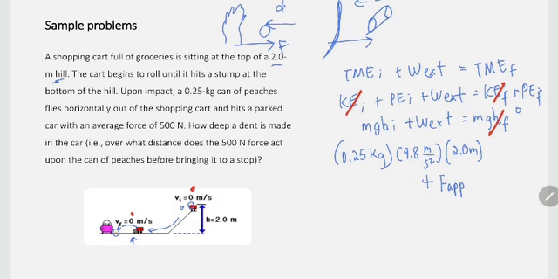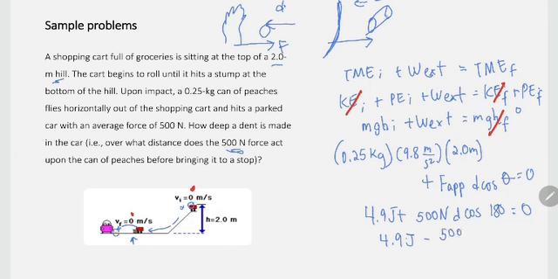Okay, sige na nga. Compute natin yung 0.25 times 9.8 times 2, that's 4.9 joules. F applied is 500 newtons. As you see here, displacement, we're looking for that cosine 180. So that will become negative actually. Okay. So 4.9 joules minus 500 newtons times the displacement equals 0. If we transpose it there, it will become positive.